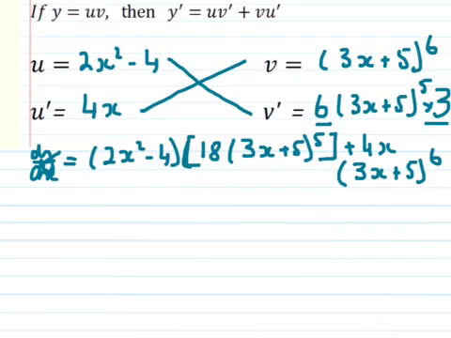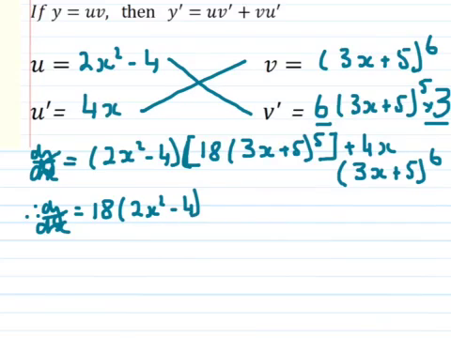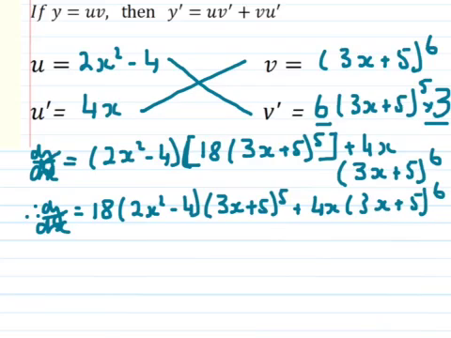Okay, let's speed that up a bit and see what can be done. Well, not a lot really, but there is something we can do. We can certainly bring out the 18 out the front. So it would look like this. 18, 2x squared minus 4, 3x plus 5 raised to the power of 5, plus 4x, 3x plus 5 raised to the power of 6.